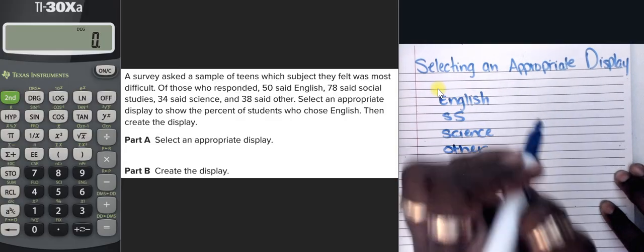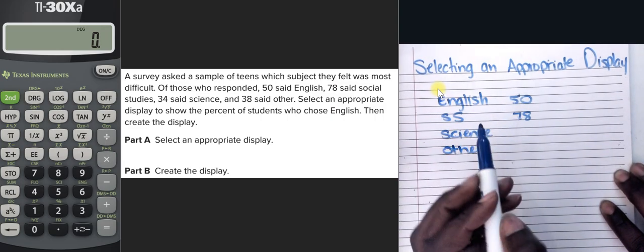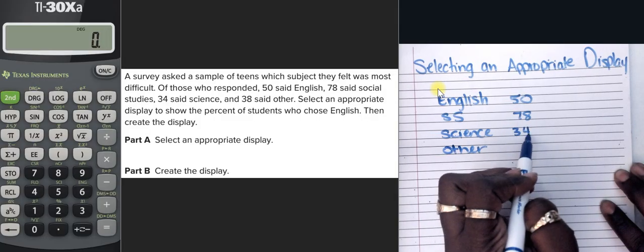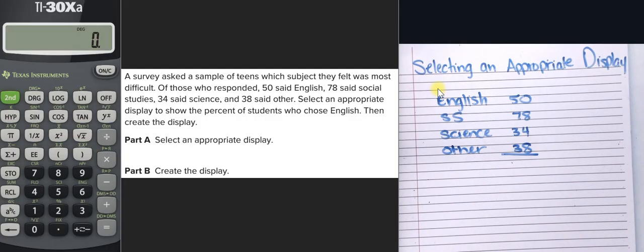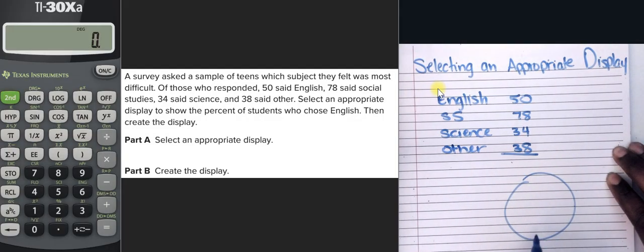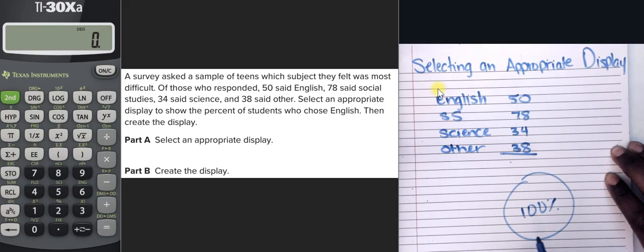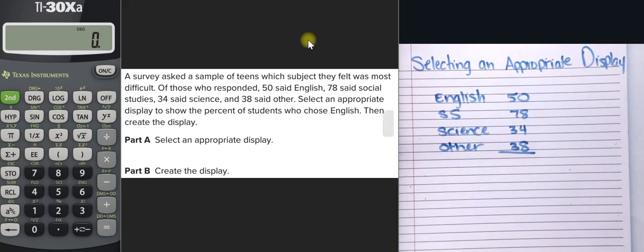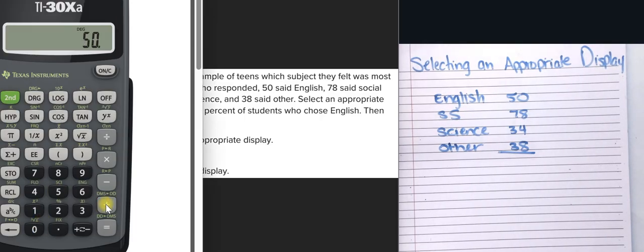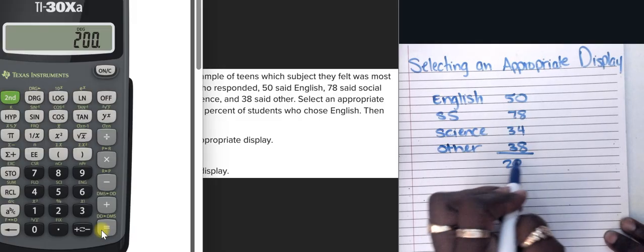All right, so English, we have a total of 50. Social studies is 78. Science is 34. And other is 38. Remember, when we're talking about a circle graph, the circle is going to represent 100%. In order for us to do that, we need to figure out what our 100% is, so we're going to add up all these numbers: 50 plus 78 plus 34 plus 38. Altogether, we have a total of 200.